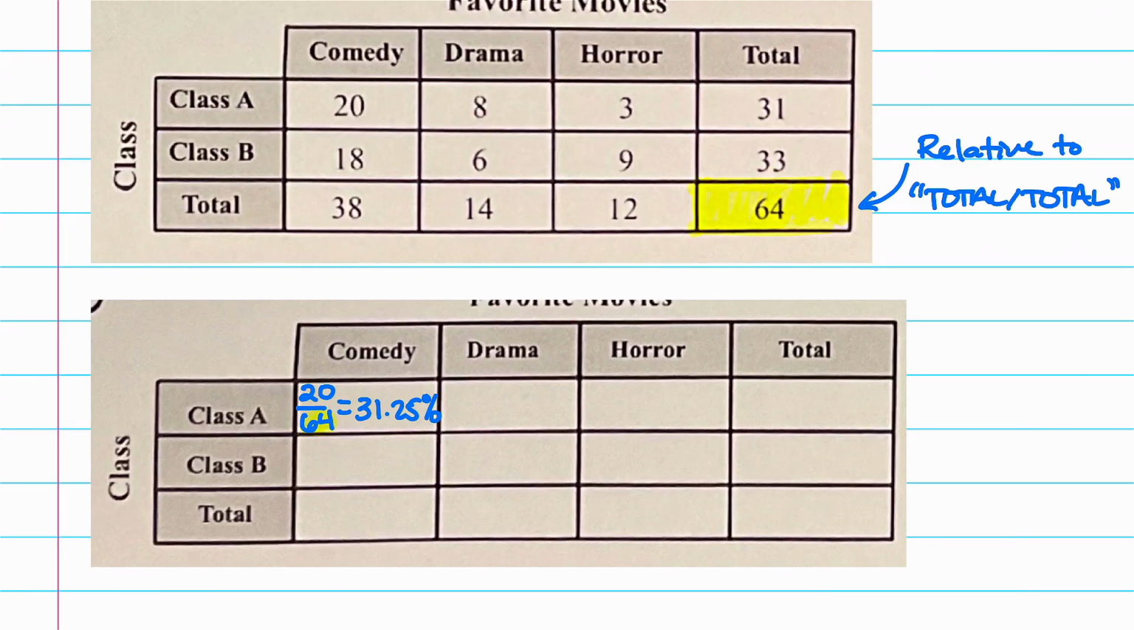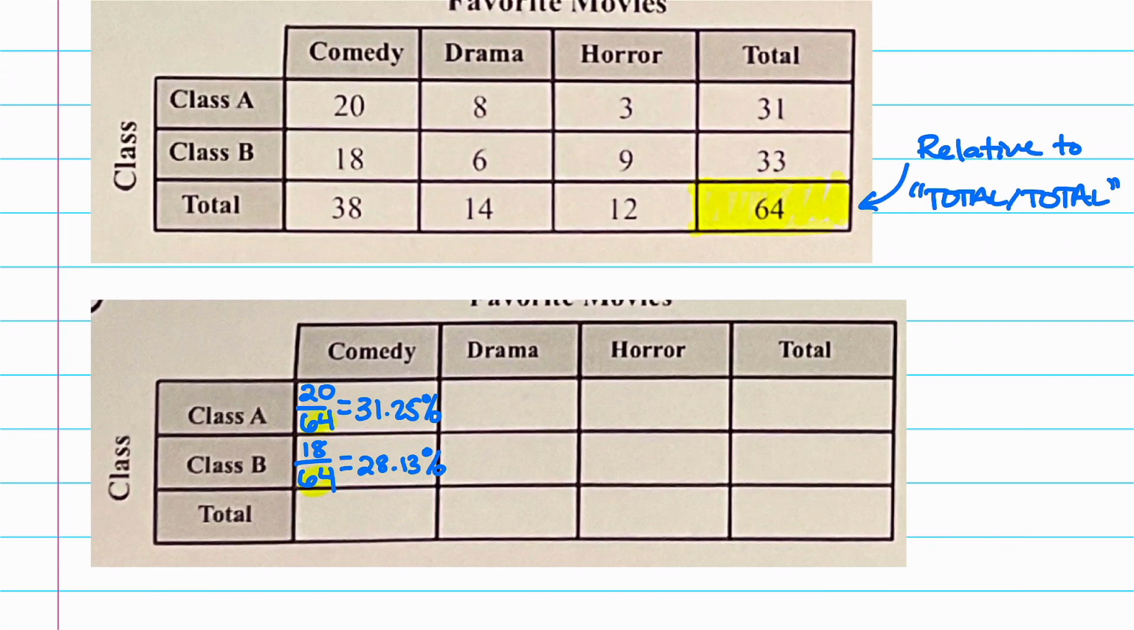All right, let's try the next one. Let's take a look at this one. If I wanted to find the relative frequency for this one, well, in this case, I know that the comedy-loving people from class B, there were 18 of them. 18 out of how many? 18 out of 64. What I'm going to do is plug that into my calculator. 18 divided by 64 is like 0.28125 something, something, something. And so I'm going to go ahead and just move that decimal 2 times to the right. It becomes 28. And I only want to go 2 decimal places. So that 25 actually rounds up to 13. So it's going to be 28.13%.